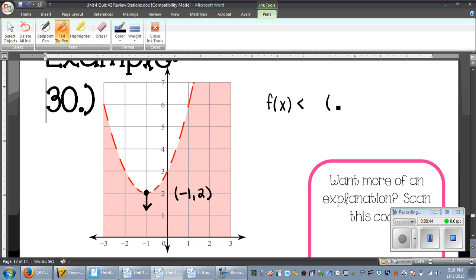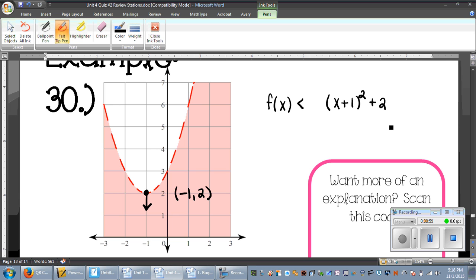So inside the parentheses, I'm going to put an x plus 1 because it shifts the opposite direction of what you think it's going to do. And outside, I'm going to put a plus 2. And because it's a parabola, I have to remember to square the parenthesis.